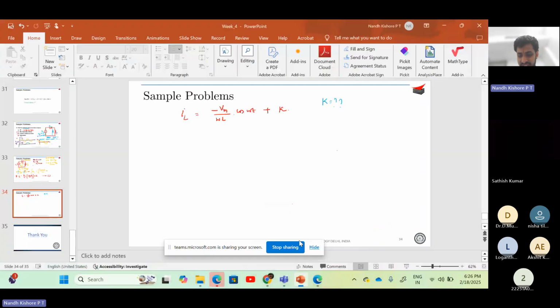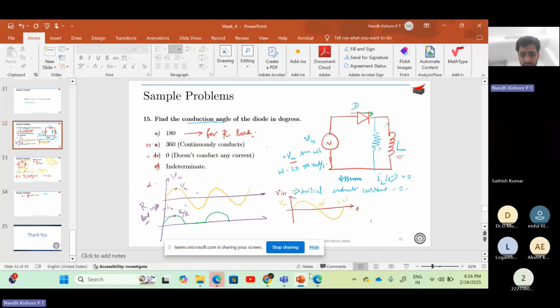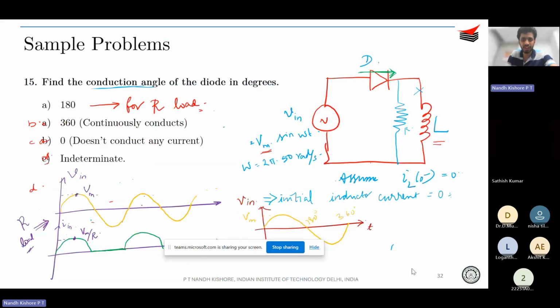So I will go back to the question. You read the question carefully. Find the conduction angle of the diode in degrees, and the circuit is given, and it is also given that V in is Vm sin omega t, and you have a purely inductive load. Assume initial inductor current is equal to 0. That is, assume IL of 0 minus equal to 0. That means at t equal to 0, my IL is 0. Correct?